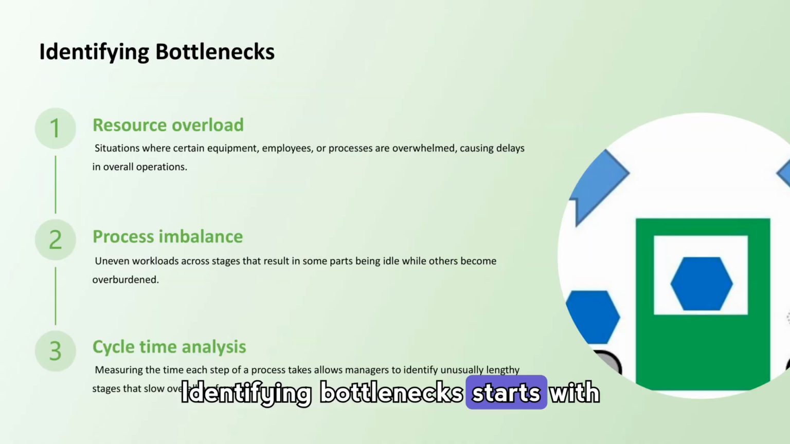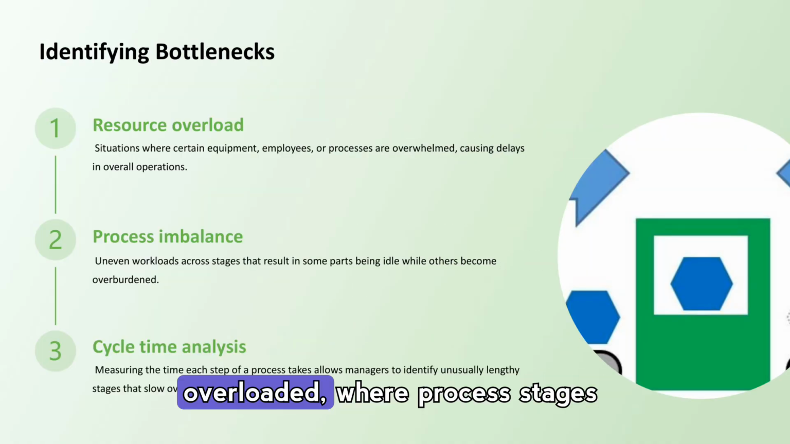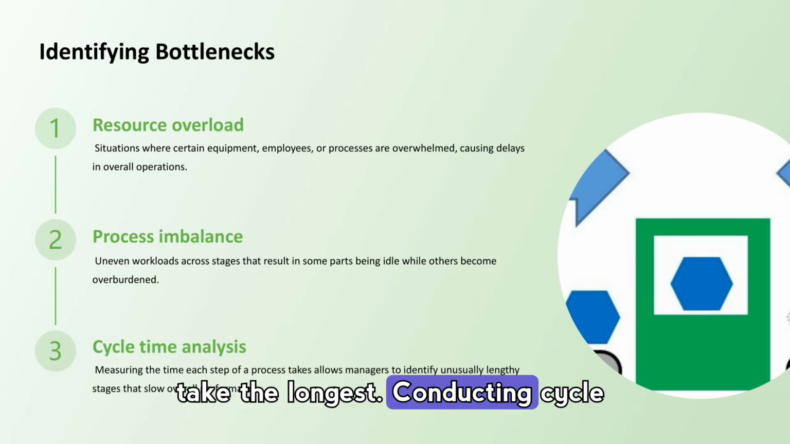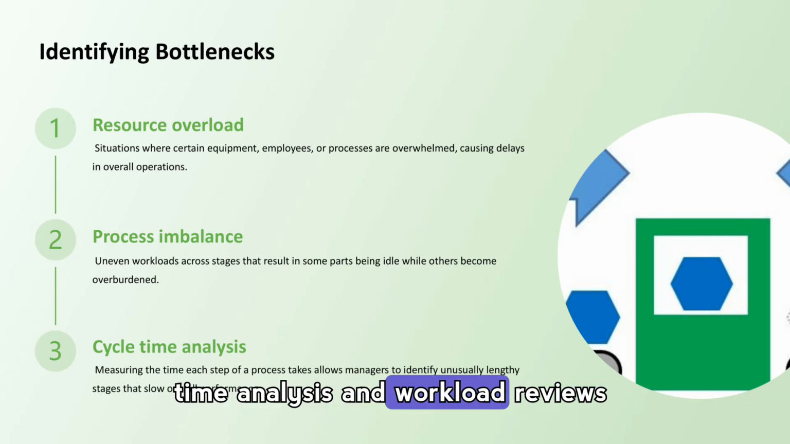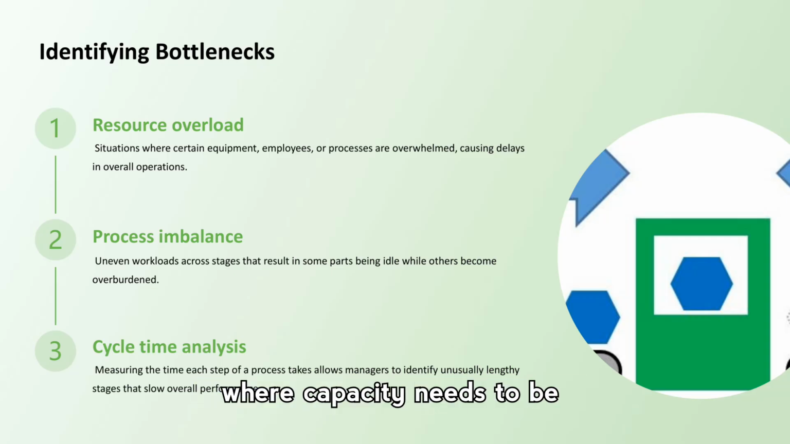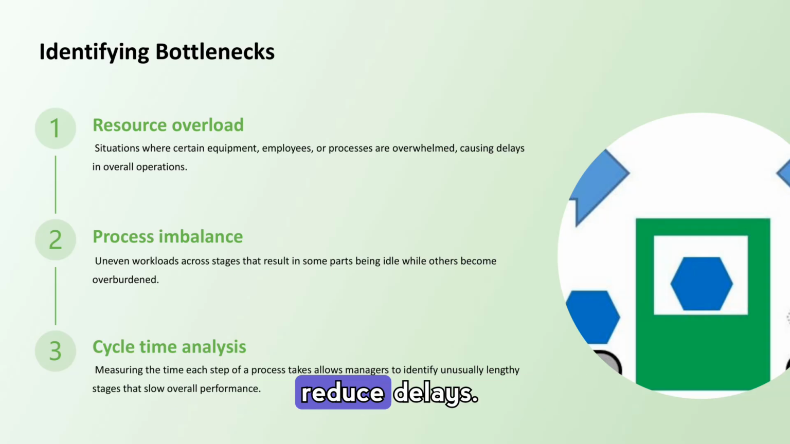Identifying bottlenecks starts with spotting where resources are overloaded, where process stages are imbalanced, and which steps take the longest. Conducting cycle time analysis and workload reviews reveals where queues form and where capacity needs to be adjusted, helping teams target improvements that unlock flow and reduce delays.